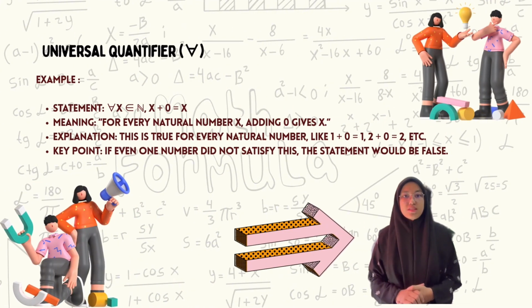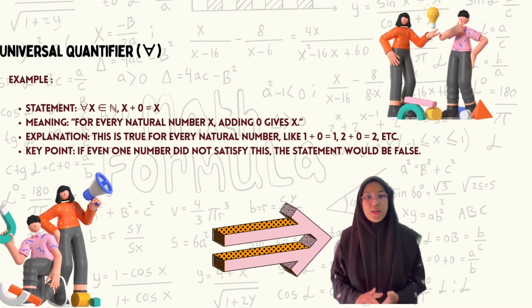Next is the universal quantifier. A universal quantifier means "for every" or "for all." For example, for every natural number, adding 0 gives the same number. This statement is true because it works for all natural numbers, such as 1 plus 0 equals 1 and 2 plus 0 equals 2. Key point: if even one natural number did not satisfy this statement, it would be false.